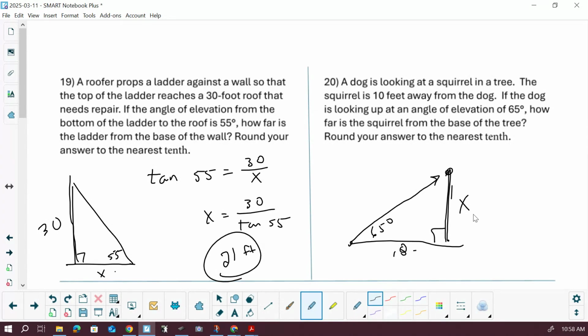So we got our angle. So it'd be tangent again, right? Opposite and adjacent. Tangent, 65. And we're being interrupted by the bell.